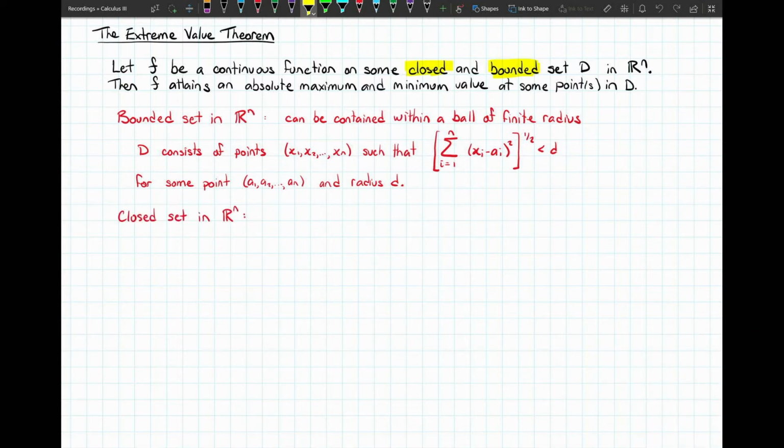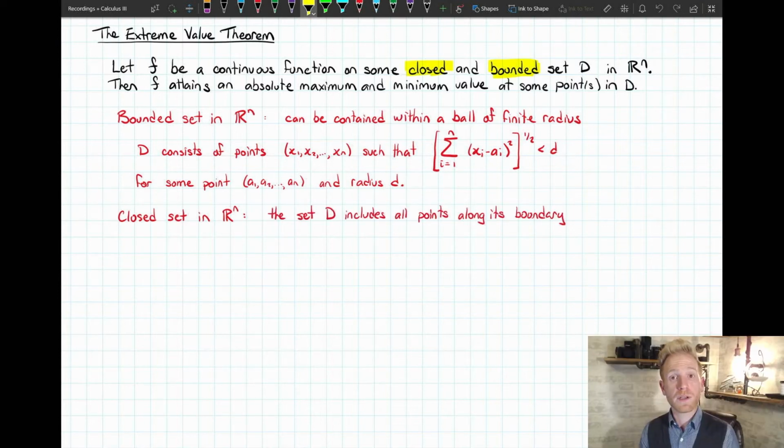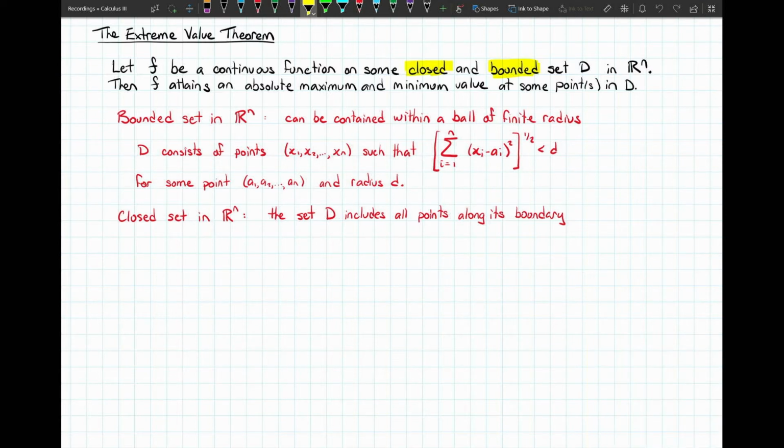Now, as for a closed set in Rn, this is just an even further restriction on that. This would imply that the set D also includes all of the points along its boundary. For example, if we were looking at two-dimensional space, then we could have a disk, which is definitely going to end up being a bounded set. But it could either include its boundary or it may not include its boundary. If it does include the boundary, then we would say that that disk is both closed and bounded. With a closed bounded set, the extreme value theorem says that we get an absolute maximum and minimum value. So let's see about finding those extreme values.